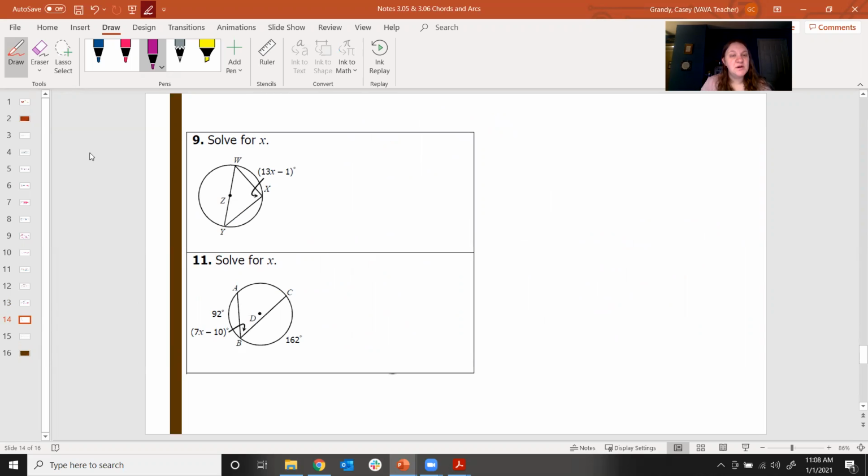Let's try number 9. In number 9, I recognize that WY is a diameter, which means that arc WY over here has to be 180. Let's see if you can solve this one. Set up your equation knowing this information and solve for x. Try that now. So you should get x equals 7.